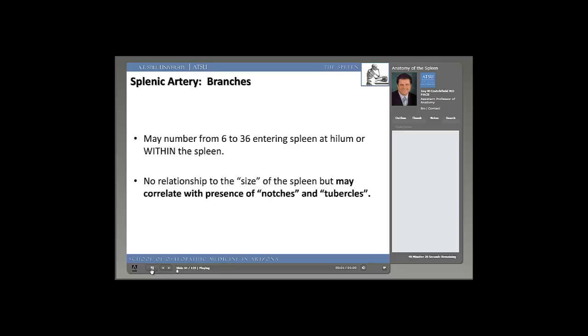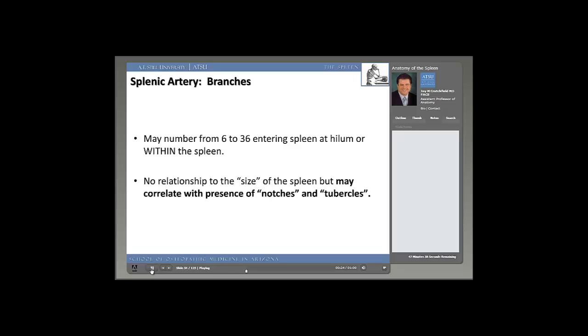Again, perhaps even more frustrating is the fact that branches from the splenic artery can be as few as 6 or as many as 36. This is important because if you're a surgeon and you're trying to perform a laparoscopic splenectomy, you don't want to dissect out 36 different branches and clip them. That could take all day.